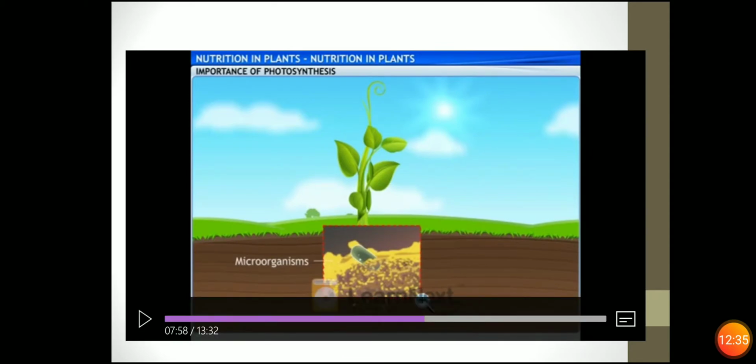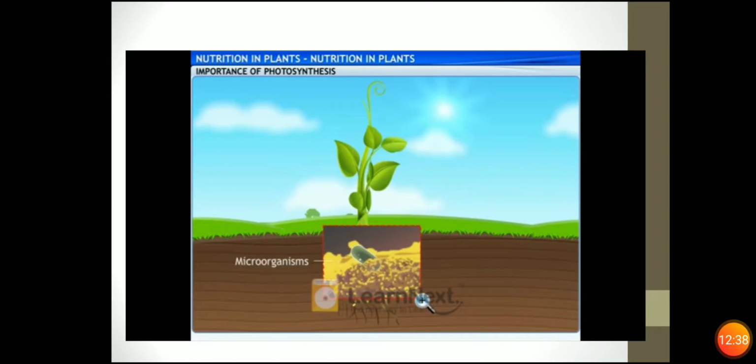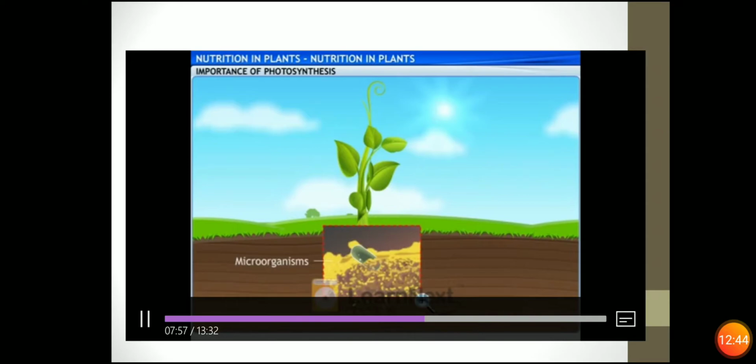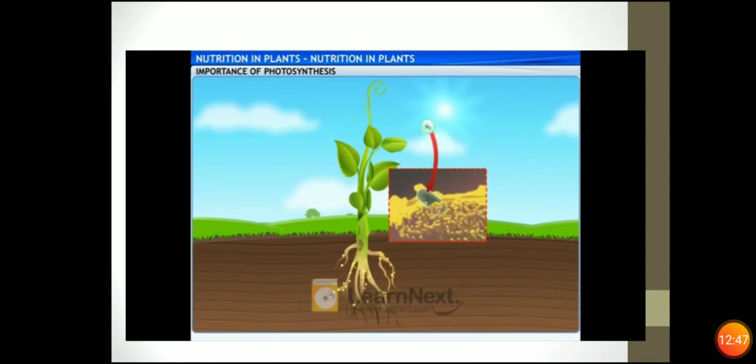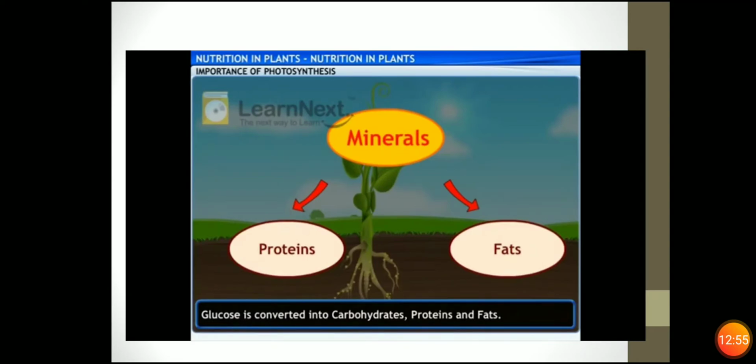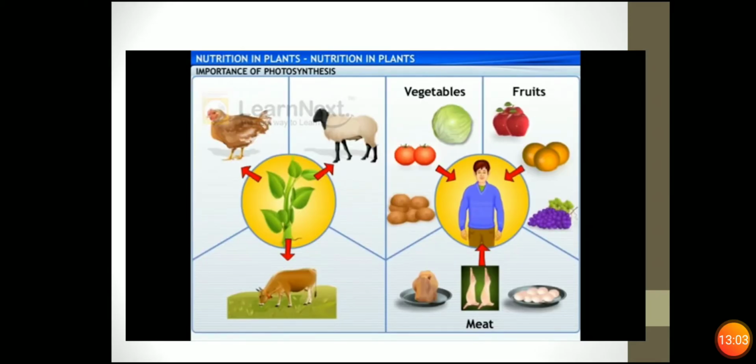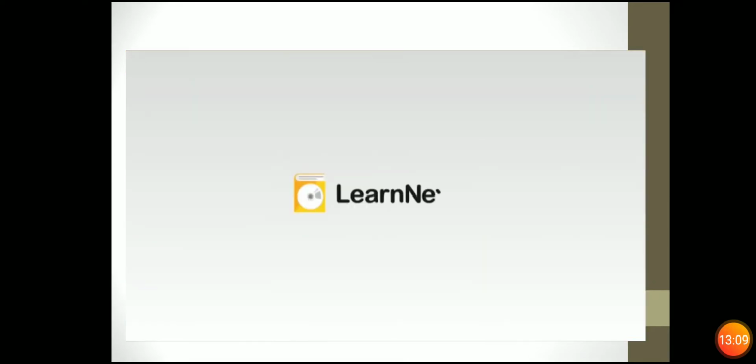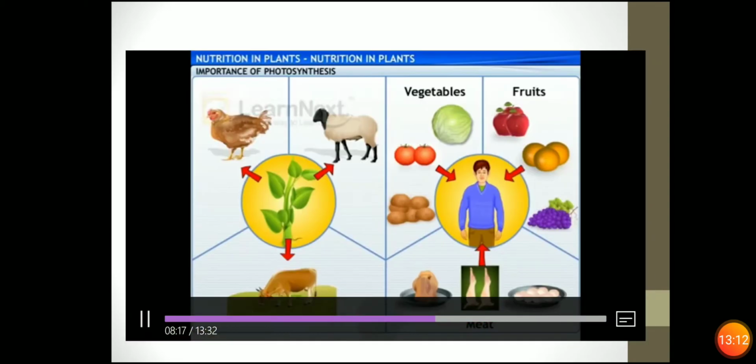Now, the organism that helps in fixing of nitrogen into the soil is rhizobium bacteria. They convert atmospheric nitrogen into water-soluble compounds, which are absorbed by the plant roots. These minerals dissolved in the water are used to synthesize proteins and fats. These food components form the source of energy for other heterotrophic plants and animals.